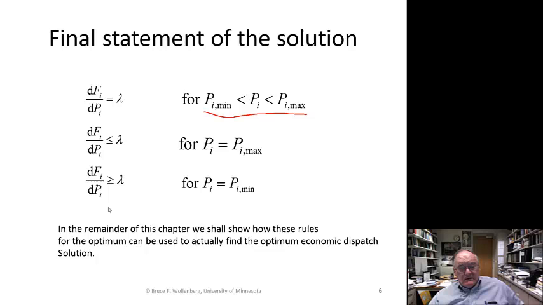Now what we're going to do now is show how we can use these rules to solve for the most economic. And what's the most economic? It's the minimum of the sum of the cost of all the generators. So what's the cheapest way to supply the load from that set of n generators?